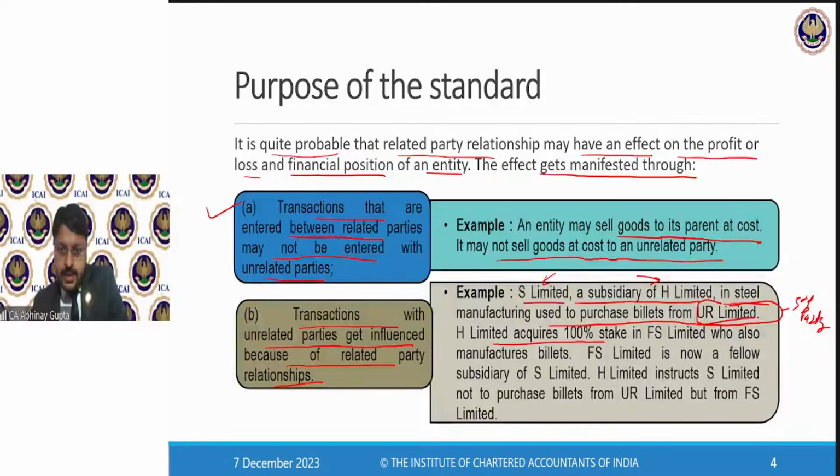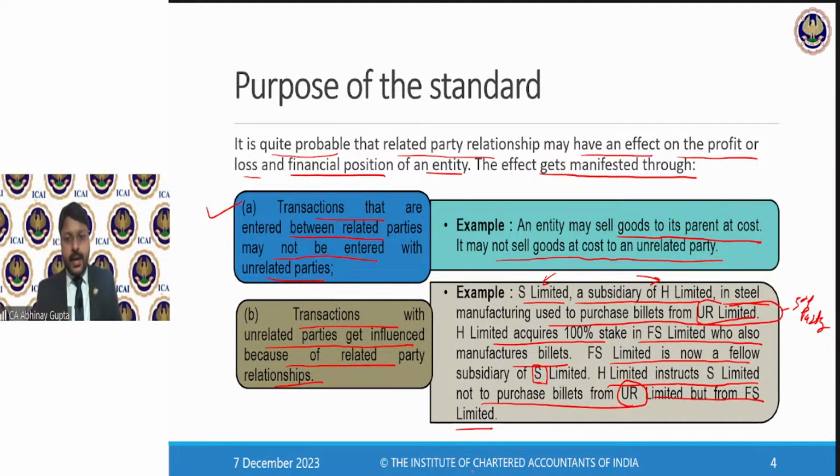H Limited acquires a 100% stake in FS Limited, which is also in the business of manufacturing billets. FS Limited is now a fellow subsidiary of S Limited because S Limited and FS Limited are both now subsidiaries of H Limited. H Limited may instruct its subsidiary S Limited not to purchase billets from UR Limited, but to purchase all the billets from FS Limited, right?